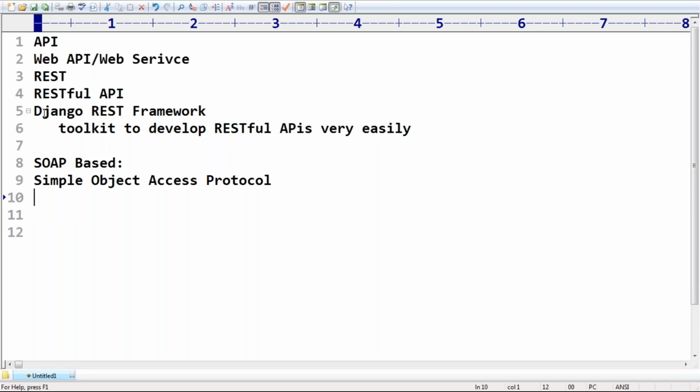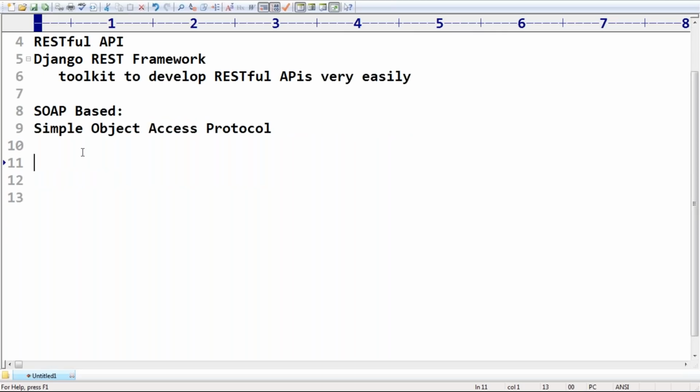Why are people always using RESTful these days? The reason for that is SOAP is always XML based. Remember this one, very, very important. SOAP is always based on XML. It's always going to provide the message format only in XML format. So a SOAP web service is always going to accept the data only in XML. It is XML based.